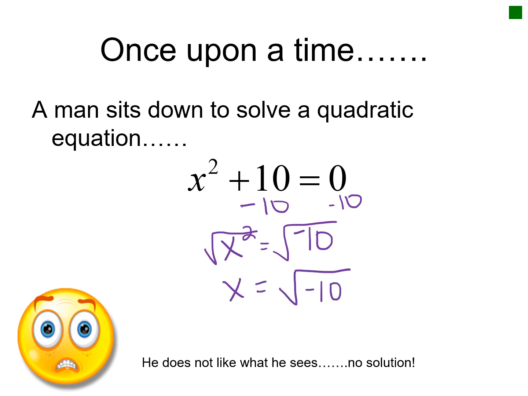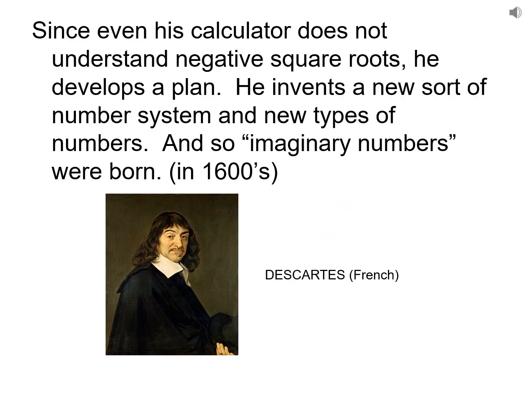of a negative number. And up until this point in our math career, we've learned that if we have a negative number under the square root, we think it's no solution. So let's discover what we'll do now with a negative square root. So this man, even his calculator does not understand negative square roots. So he develops a plan. He invents a new sort of number system and new types of numbers. So the imaginary numbers, a whole new number set, were born.